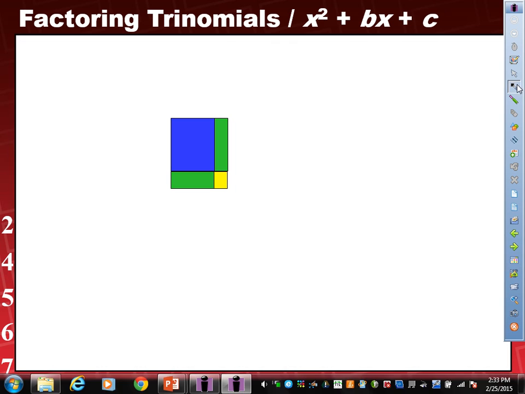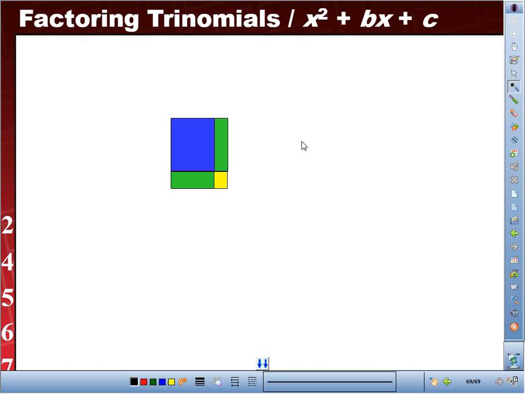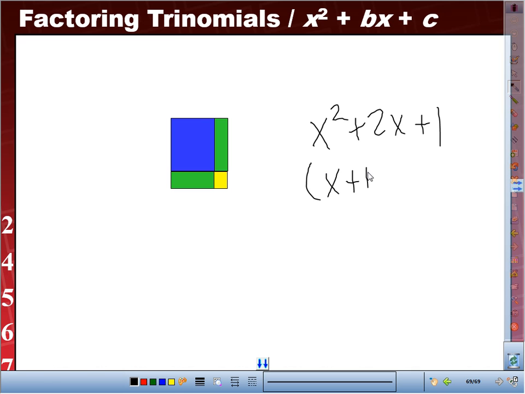Who saw that? Okay, and the dimensions for this one, let's see, what do I have? X squared plus 2x plus 1. Who can give me the dimensions? Robert? X plus 1 times x plus 1. Hands if you saw that. So, that's one way of doing it. We're not going to go that way right now. I want you to practice the other method so we can go a little bit faster.